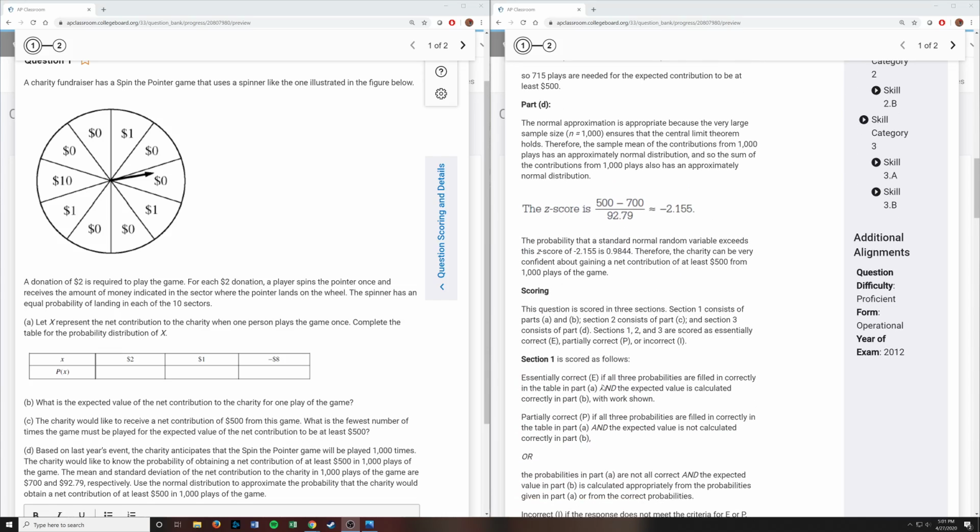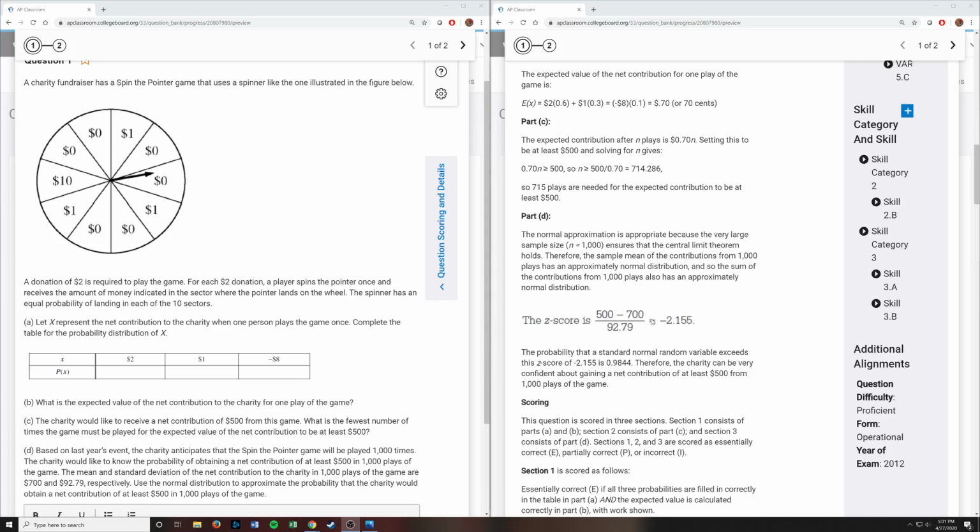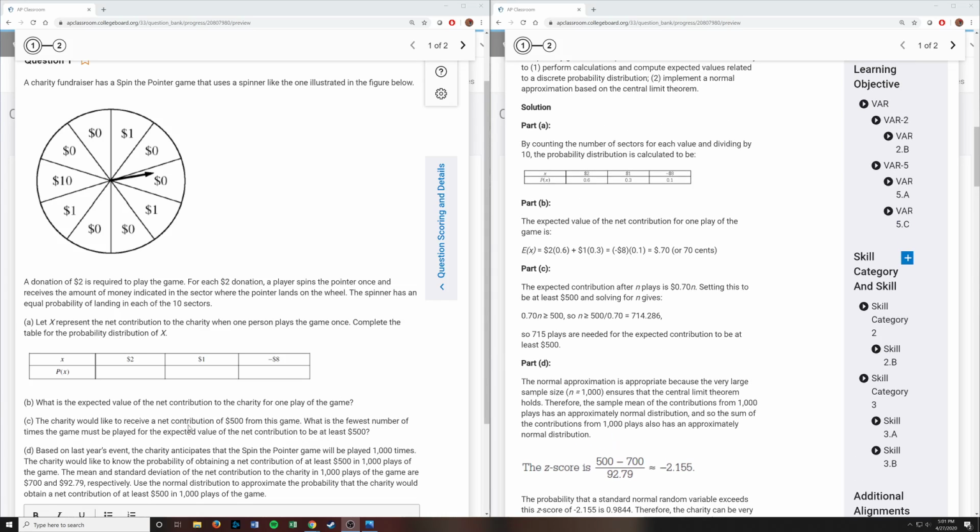All right, section 2 is part C, so let's talk about C. The charity would like to receive a net contribution of $500, so hoping to raise $500. How many games do they need to be played in order to expect to get that $500? To answer this, you need the answer to B, because if they want to make $500 and they're making 70 cents on average per game, how many games do they need to be played in order to get to $500?